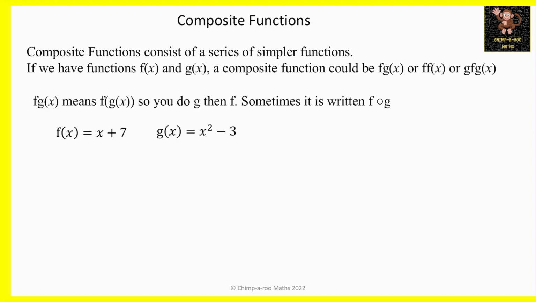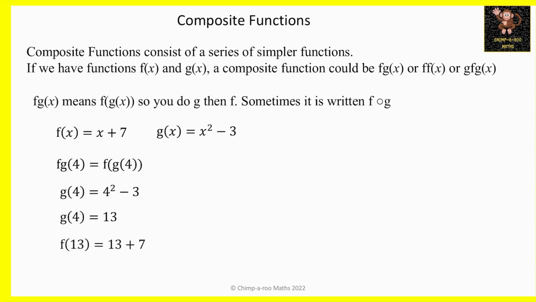So we have f of x is x plus 7 and g of x is x squared minus 3. Let's look at fg of 4, which is just f of g of 4. So let's evaluate g of 4. Substitute x equals 4 into the function g, which is 4 squared minus 3, which gives us 13. So now our f of g of 4 is just f of 13. So f of 13 is 13 plus 7. So that means that fg of 4 was 20.